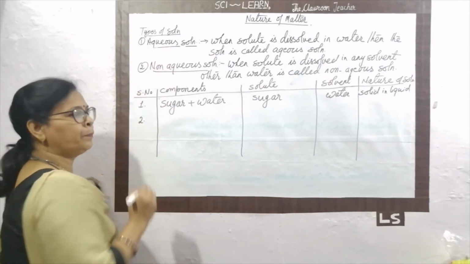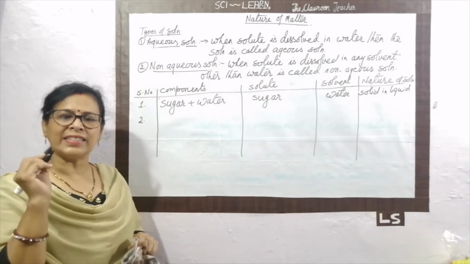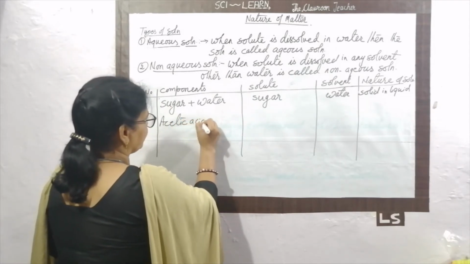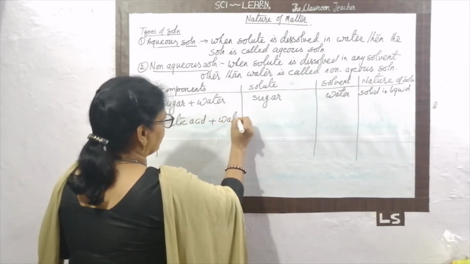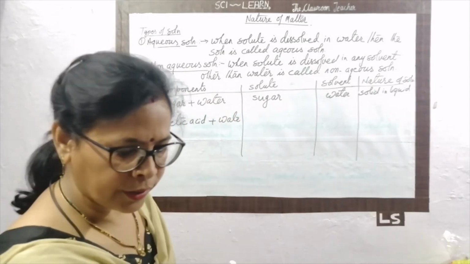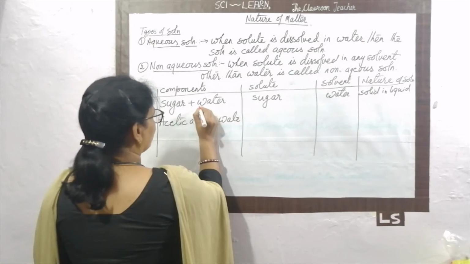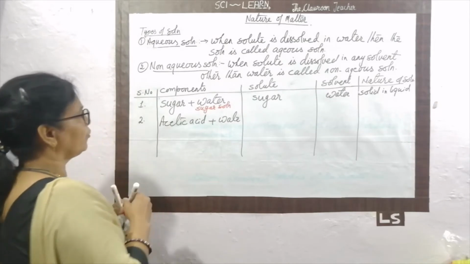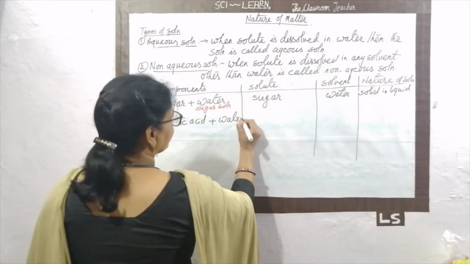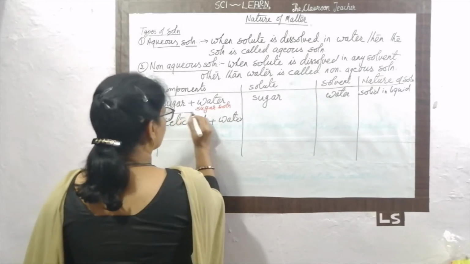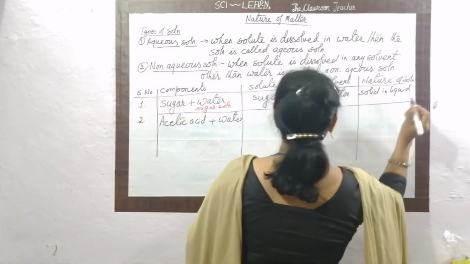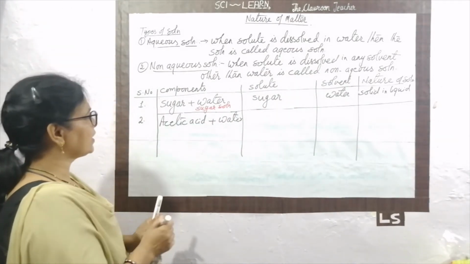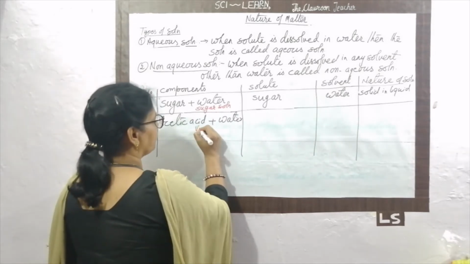One more example is acetic acid and water. What do you call sugar and water? You call it the sugar solution. Now what do we call acetic acid and water? What are we going to call it? In common language, you know it very well, acetic acid plus water is called vinegar.